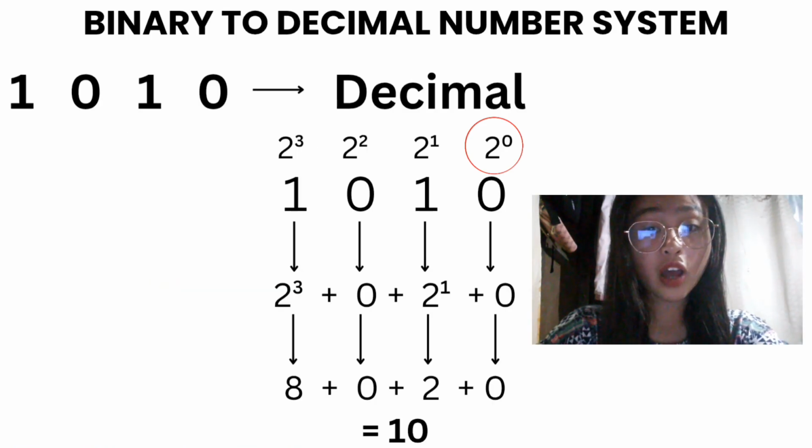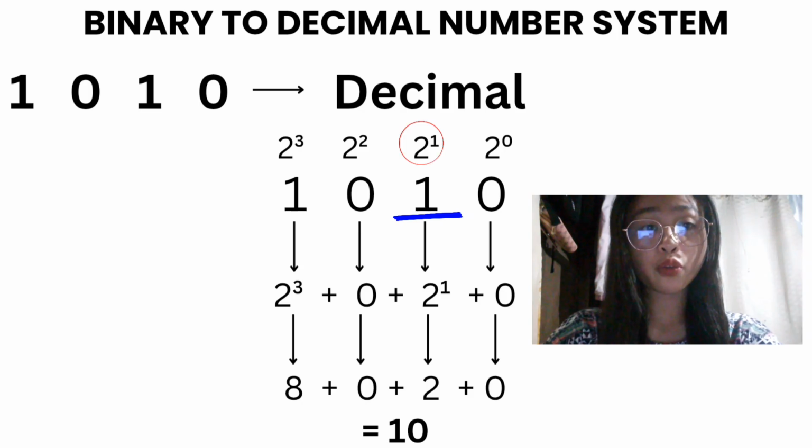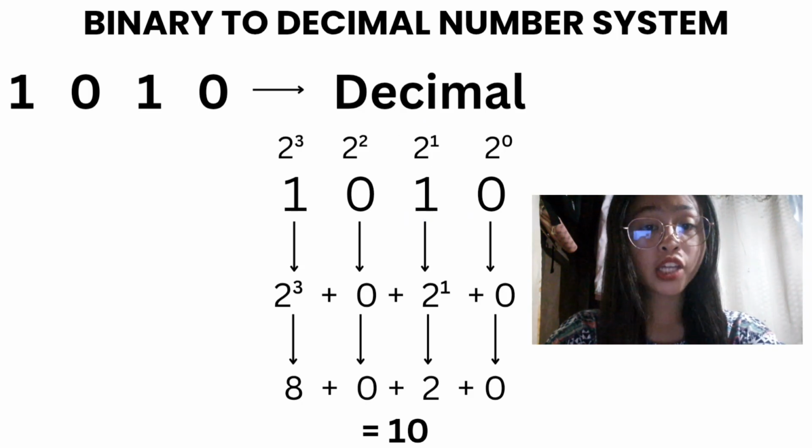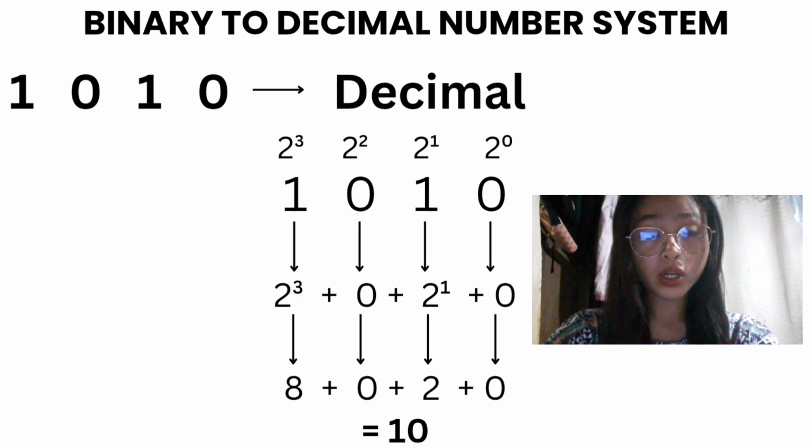Now, the first value is 2 to the 0 power. And the second one is going to be this number times 2 to the first power. And the third value, going from right to left, is 0 times 2 squared. And this one is going to be 1 times 2 to the third power. So, 1 times 2 to the third power is equal to 2 to the third power. And then, we multiply 2 squared by 0, which is going to give us 0.